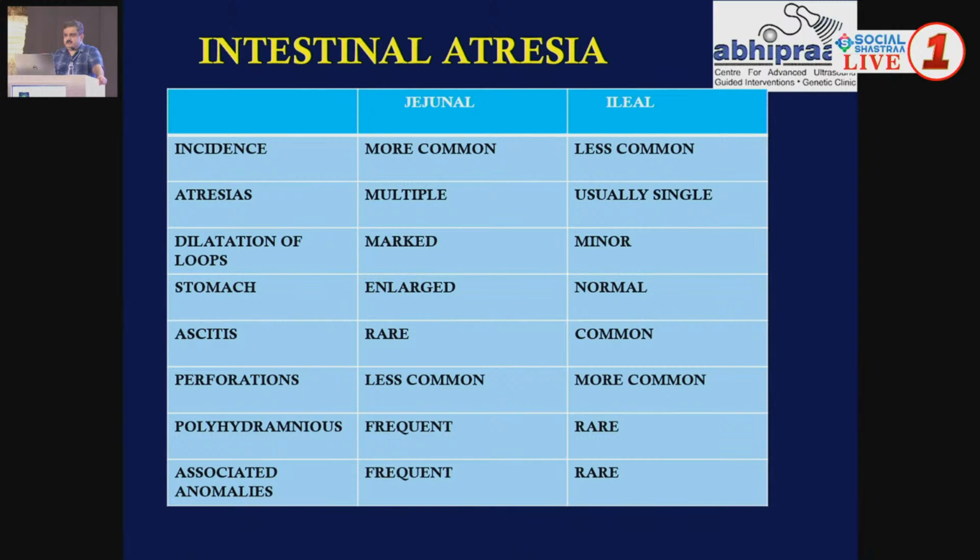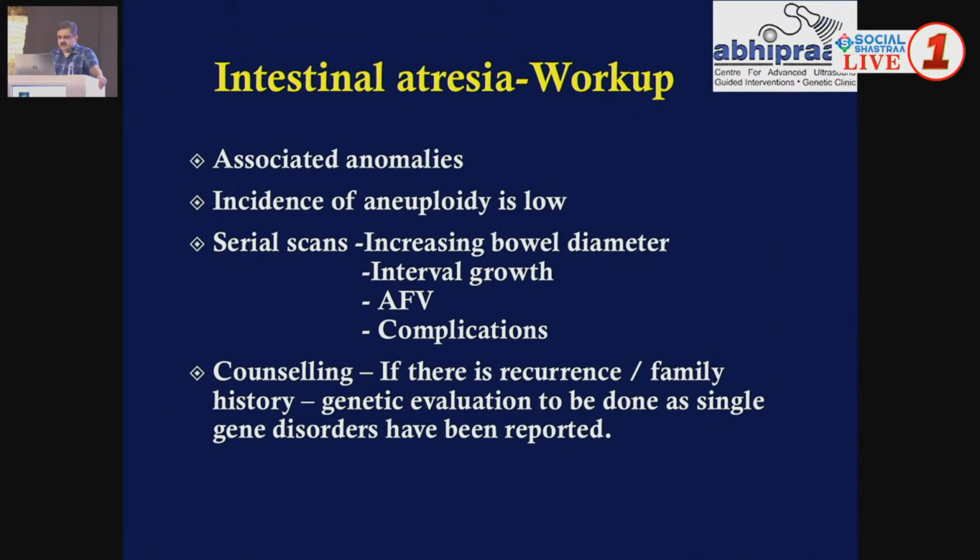So if you have to differentiate jejunal and ileal, it's simple, it's radiological. We all radiologists know that, dilatation of loops will be more marked when it is more proximal. So if you have jejunal atresia, there will be more dilatation, lesser chance of ascites, but polyhydramnios will be frequent and associated anomalies, as I said. The more proximal the obstruction, the more chances of polyhydramnios, and the more chances of chromosomal abnormalities. Ileal, on the other hand, has a more common chance of rupture and perforation, but a rarer chance of having polyhydramnios, and even rarer chance to have an associated abnormality.